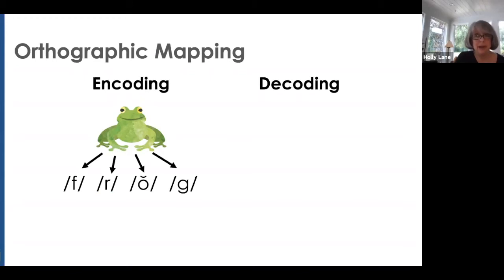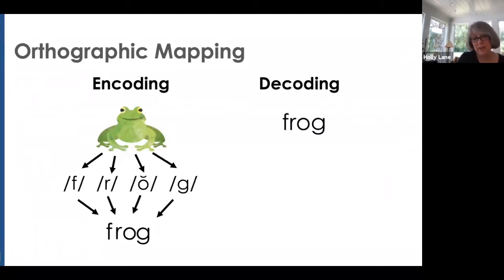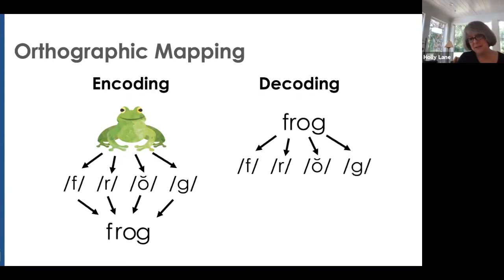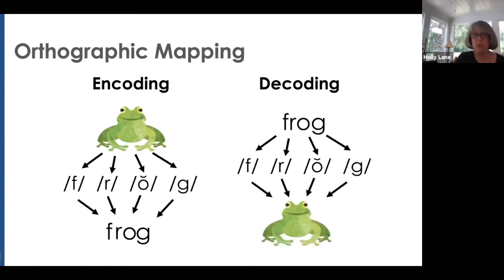Then I think, okay, how can I connect each of those sounds with the grapheme? I can say that's an F, that's an R, that's an O, that's a G. So I've gone from saying the whole word, segmenting the word, connecting the word with letters. Decoding is just the same process in reverse. I see the word on the page and I say, okay, F says /f/, R says /r/, O says /o/, and G says /g/. Let me blend those sounds together, and I get the word frog.